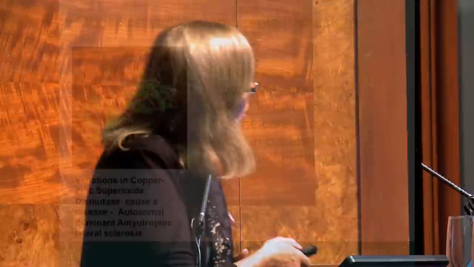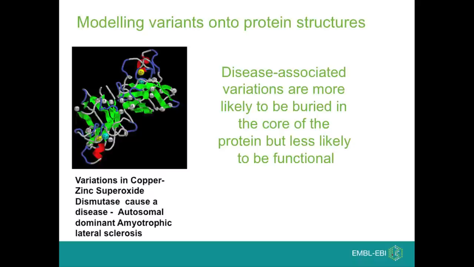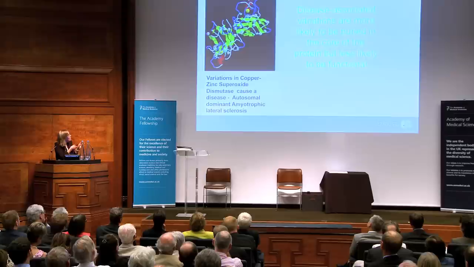And also, you can build models. This shows one particular protein in which there are about 40-odd variants that cause a given disease. When you build models of all these 106,000 variants, what you see is that disease-associated variants are more likely to be buried right in the middle of the protein, but they're less likely to be functional than the natural ones. And that was a surprise for us, because we thought they'd be more likely to be functional.